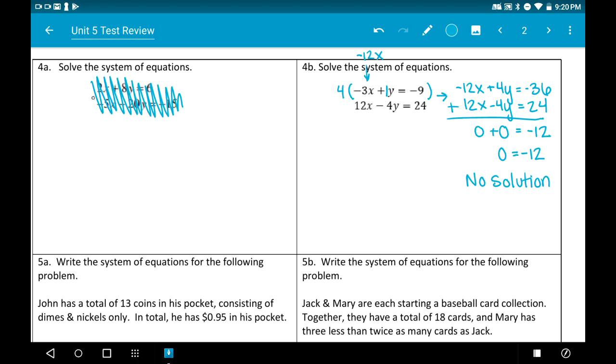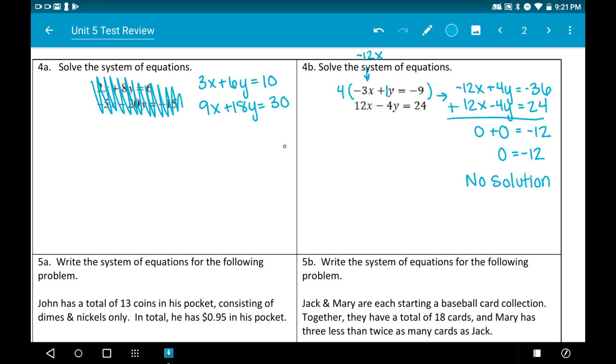Now I still don't know what the correct answer or the correct problem is for 4a, so I'm going to make one up that's going to help you. This will not be the same one that's on your paper, but that's okay. This is just another extra practice. So we're going to have 3x plus 6y equals 10, and 9x plus 18y equals 30.